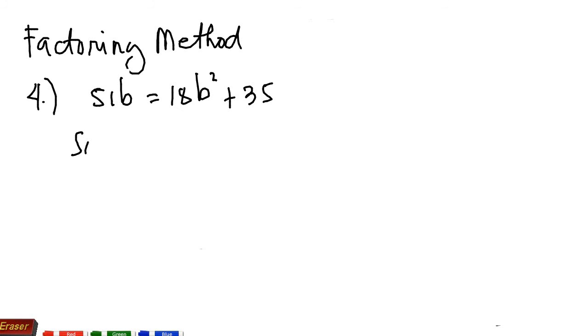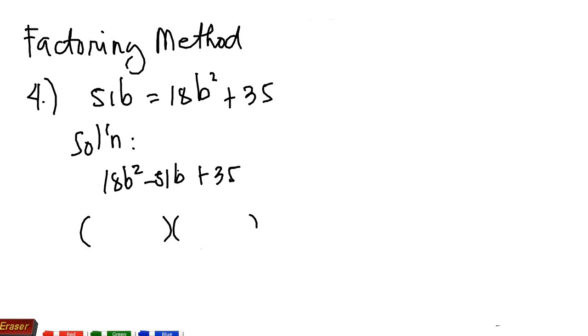Okay, so let's proceed to problem number 4. Problem number 4: you have 51b equals 18b squared plus 35. First, we're going to rearrange that into quadratic form. To retain the positive value of your b squared, we're going to transpose your 51b. So we have 18b squared minus 51b plus 35.